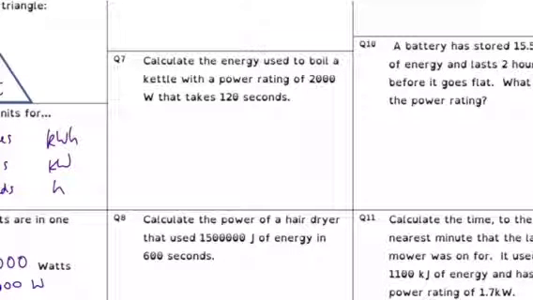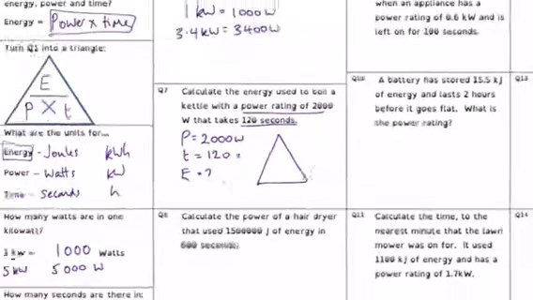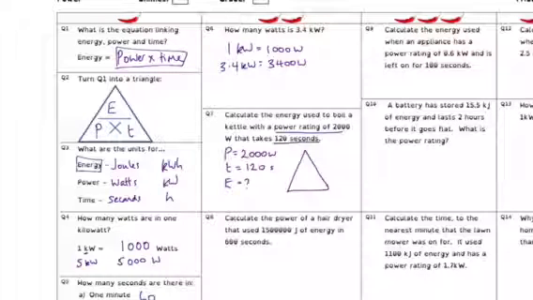Calculate the energy used to boil a kettle with a power rating of 2,000 watts that takes 120 seconds. So we highlight the key things. So we know power equals 2,000. We know that if it takes 120 seconds, that must be time. And we want to find the energy. So we refer to our equation or our triangle.